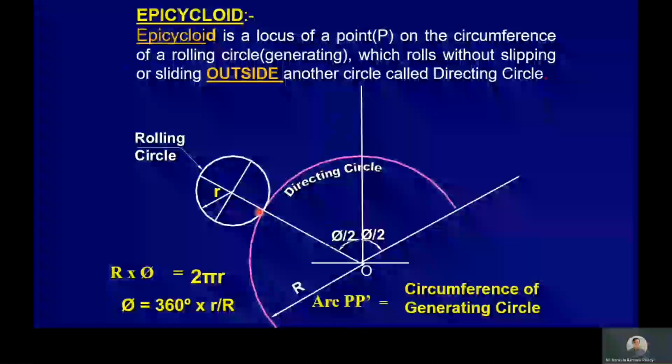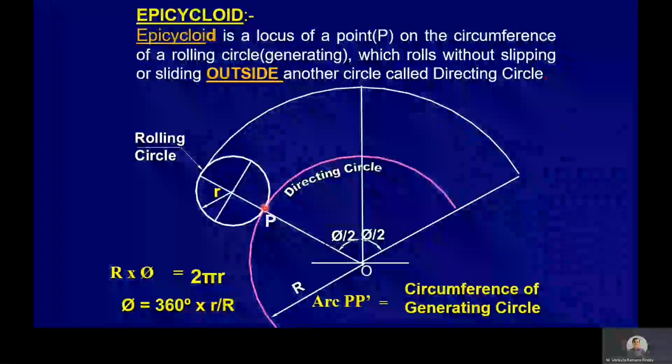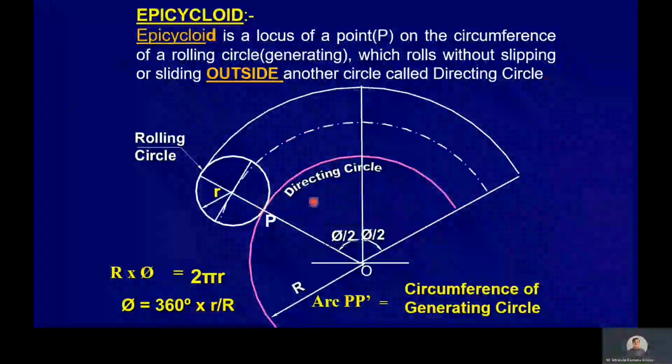Here we are going to trace the movement of the point P on the circumference of the rolling circle for one complete revolution on this directing circle. For half revolution of this rolling circle on the directing circle, this P point is going to come here. For the remaining half, this P point is going to come here. That is, for a complete revolution of the rolling circle on this directing circle, the path of the point P is going to be in this way. That particular curve is nothing but the epicycloidal curve.